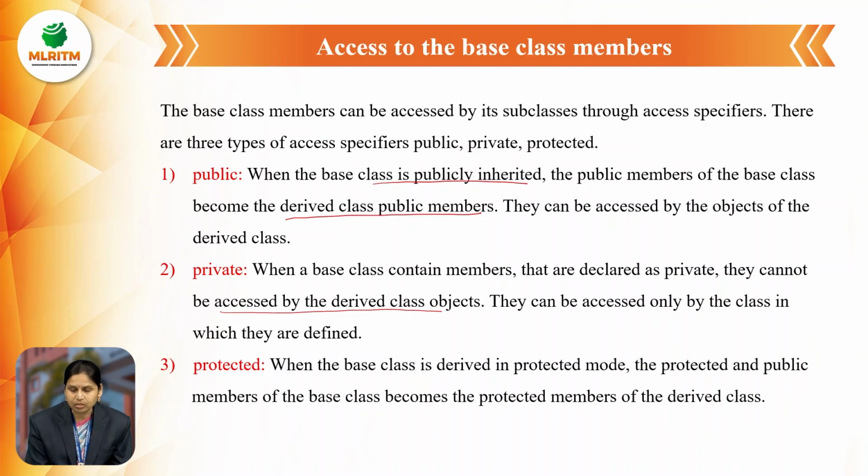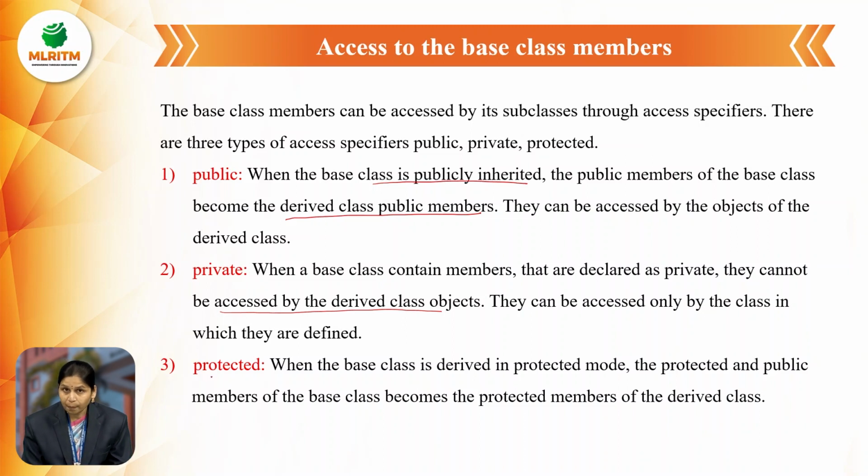So, the access specifiers concept: public, private, protected. Public means everyone can access. Private we cannot access outside the class. Protected members can be accessed within the class and its subclasses only. So when the members are declared as private, we cannot access these private members in the child classes.